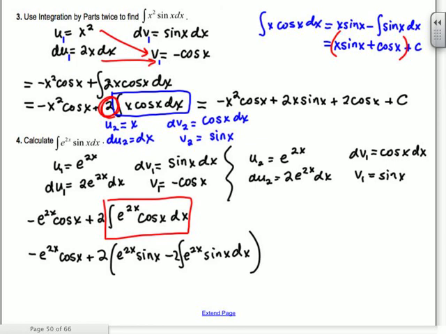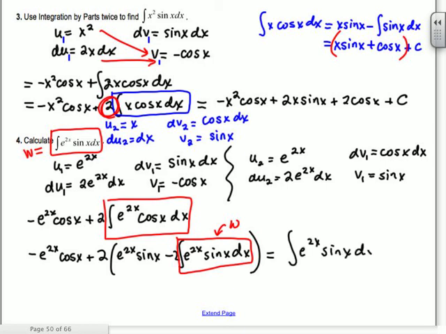So here's what I always did when I was in school. I called this original w. So I'd say let w equal. Do you guys see that this is also w? So all of that is equal to the integral of e to the 2x sine of x dx. All of it's equal to w. So we now have an equation set up that's going to allow us to solve for w.